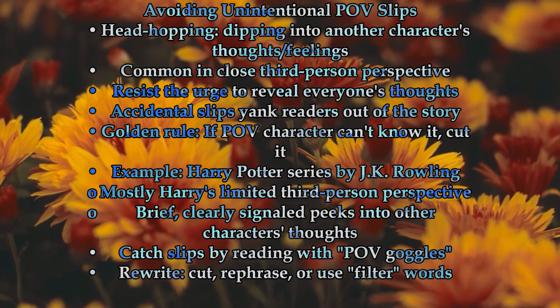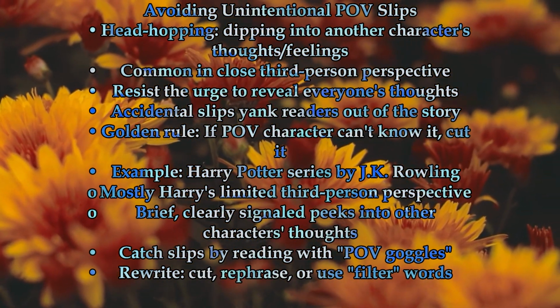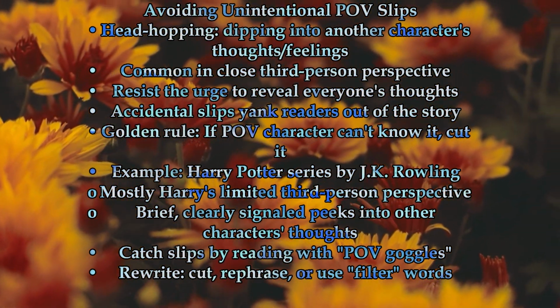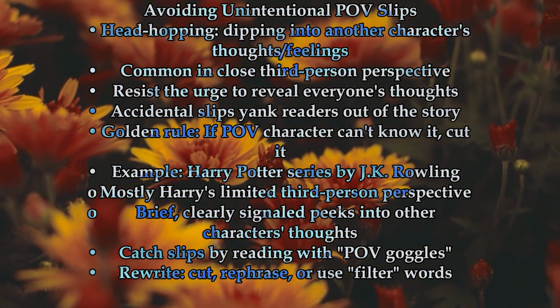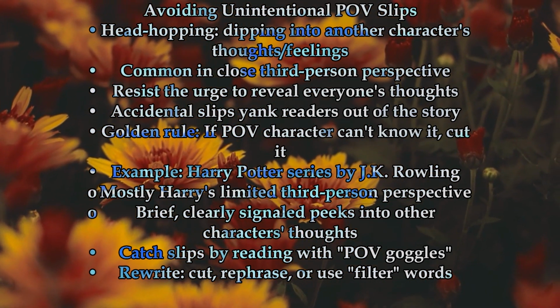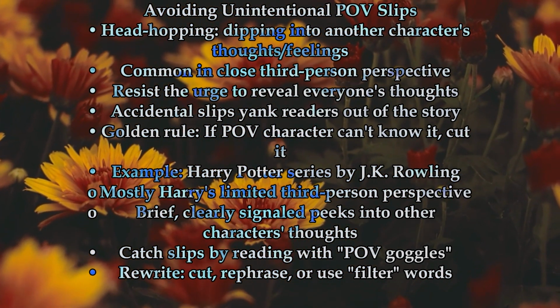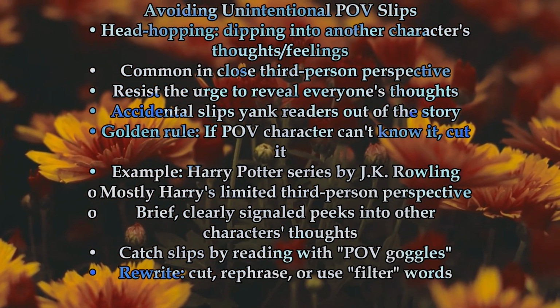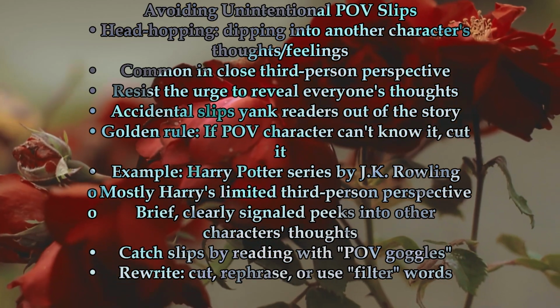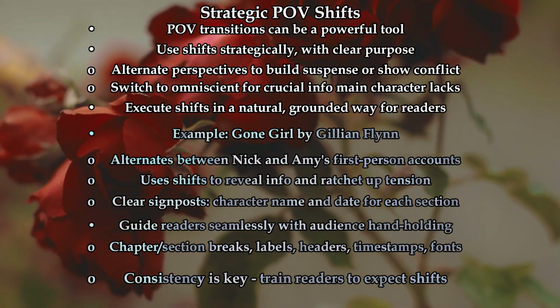You can also try using filter words to shore up your perspective boundaries. Instead of jumping directly into Hermione's thoughts, for example, Rowling might write something like, Harry saw Hermione frowning at the spell book, her brow furrowed in concentration. That way, we're still getting a hit of Hermione's experience, but filtered through Harry's POV lens.